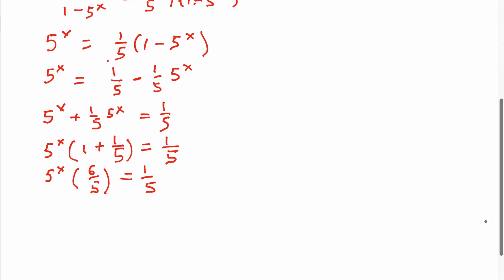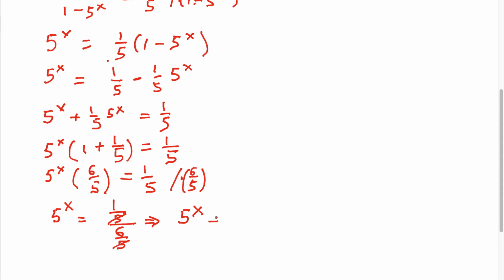And now in this equation I'm going to divide by 6 divided by 5. If I'm dividing by 6 over 5, this side is going to disappear. So what is going to remain is 5 in exponent x, and the other part is 1 over 5 divided by 6 over 5. And now 5 with the 5 cancels. And finally, 5 in exponent x is going to be equal with 1 over 6. So this is what remains: 5 in the x is equal with 1 over 6.